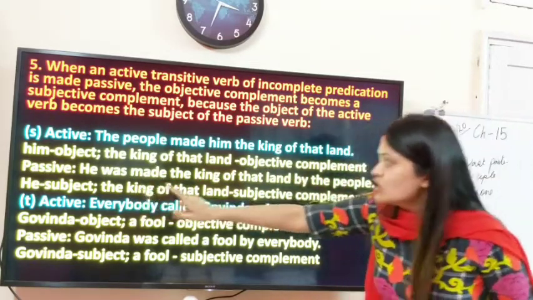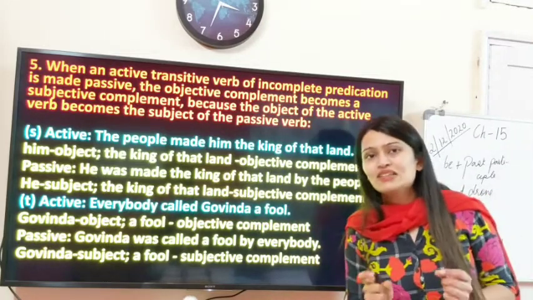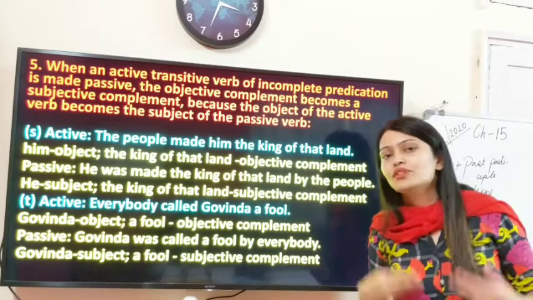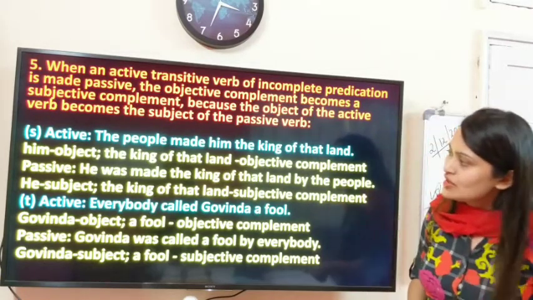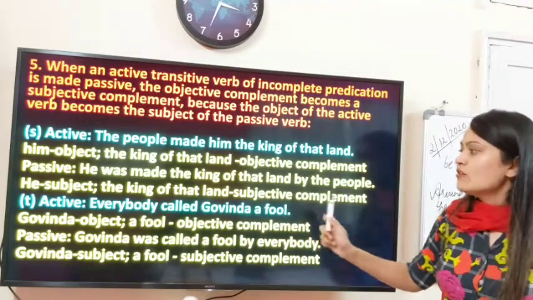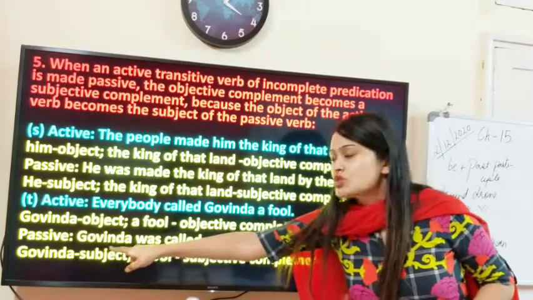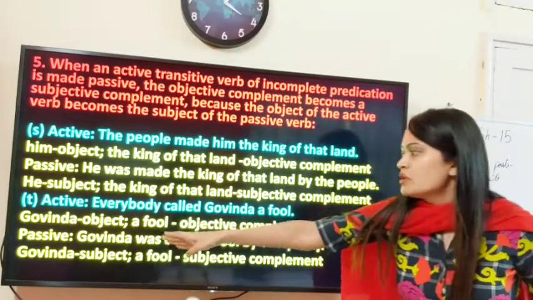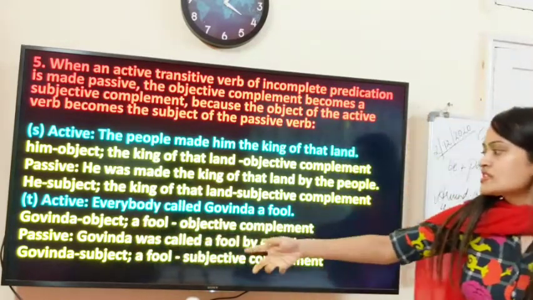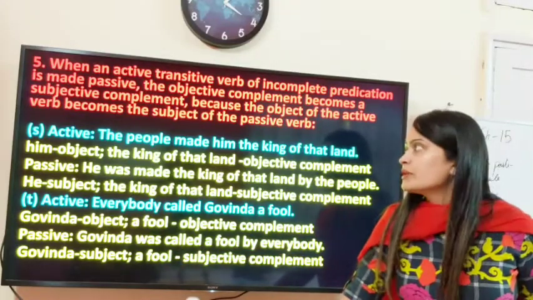So, he is the subject. The king of that land becomes the subjective complement. Understood? Little complicated, but you will understand with more practice. Okay, children? Next example. Active sentence: Everybody called Govinda a fool. When we are changing it to the passive voice, Govinda will become the subject, was called is the verb, the action, and a fool becomes the subjective complement.